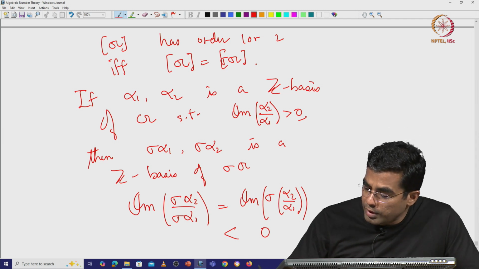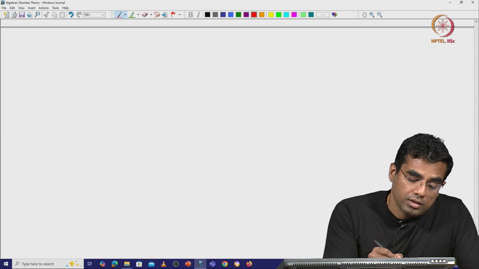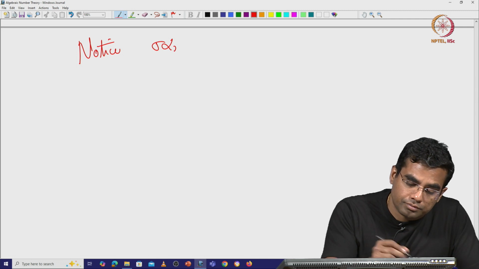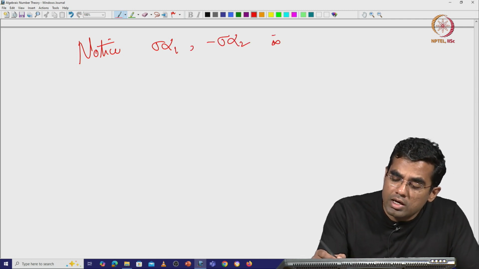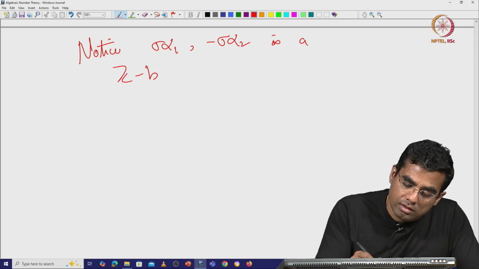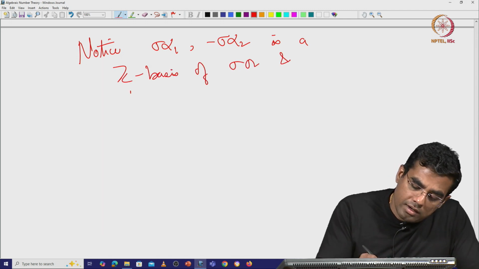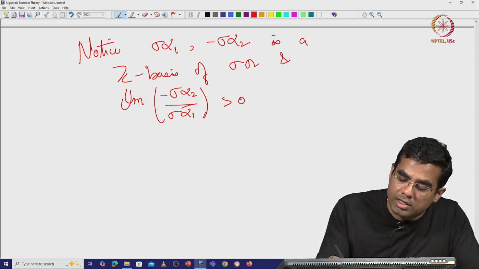So, that is not quite what we want, and there is a very easy remedy for it. Notice that sigma alpha 1 and minus sigma alpha 2 is a Z-basis of sigma A, and the imaginary part of minus sigma alpha 2 by sigma alpha 1 is bigger than 0.